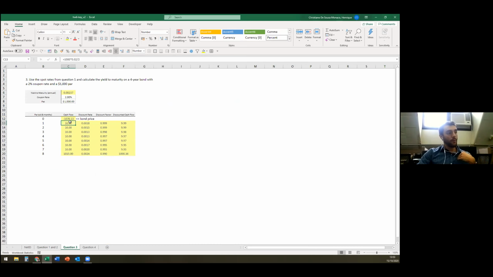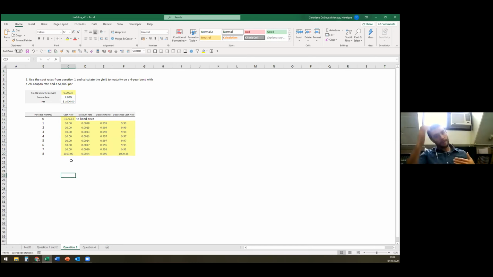So from period 1 to 7, you're going to get the coupon payment. Remember to divide the coupon rate by 2 because those are semi-annual periods. So you're getting $10, and on the very last one, you get the coupon again, the $10 plus the par value. So on the very last one, you're going to have 1,010.